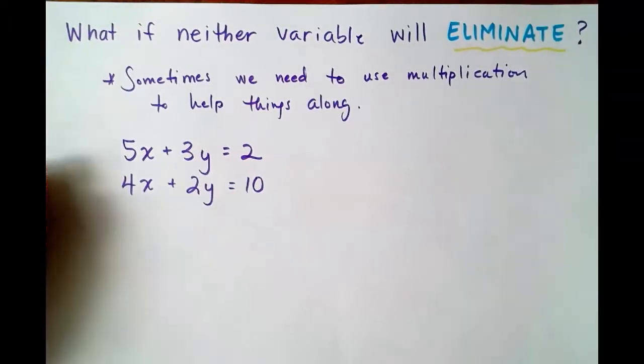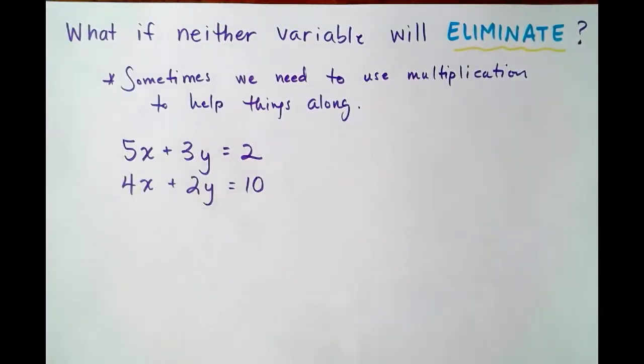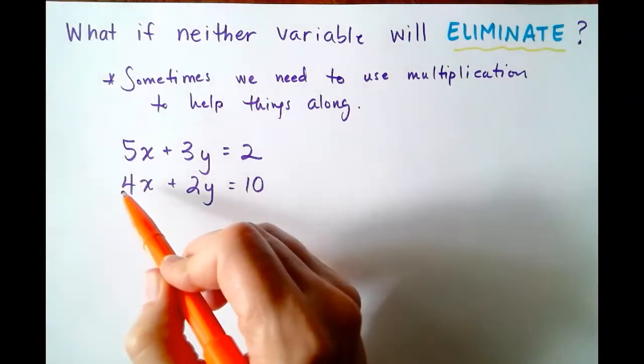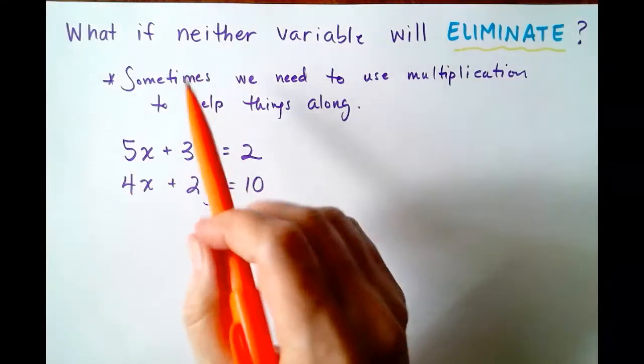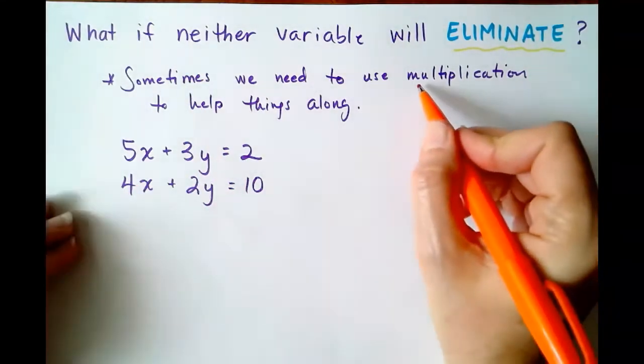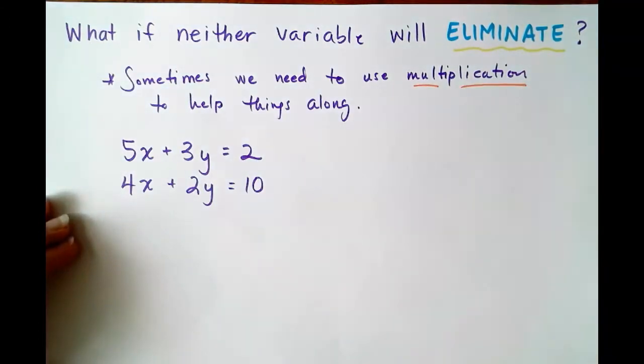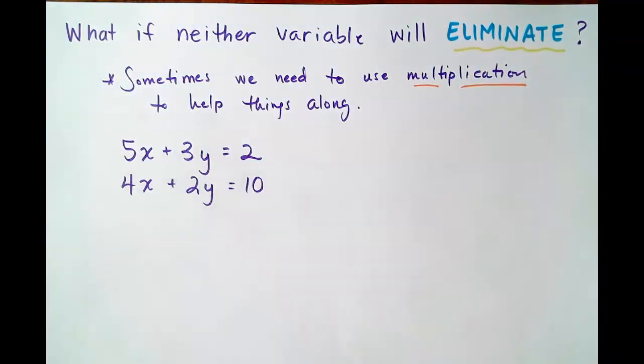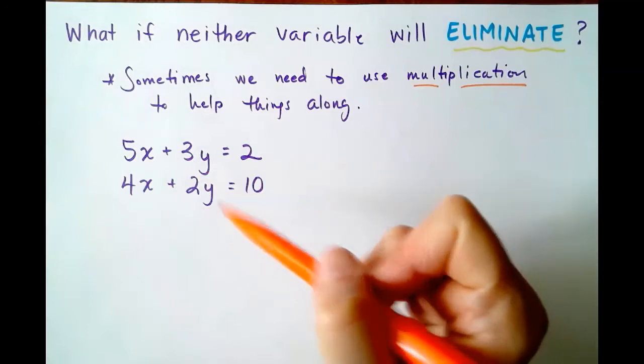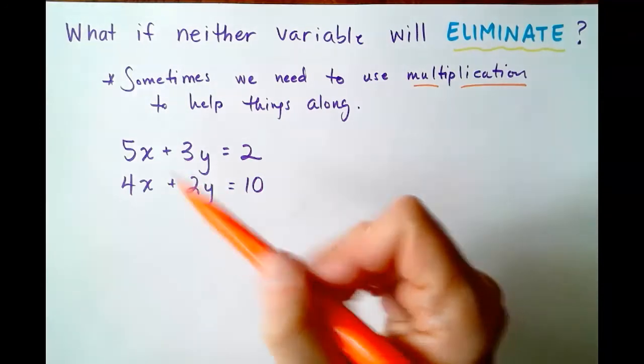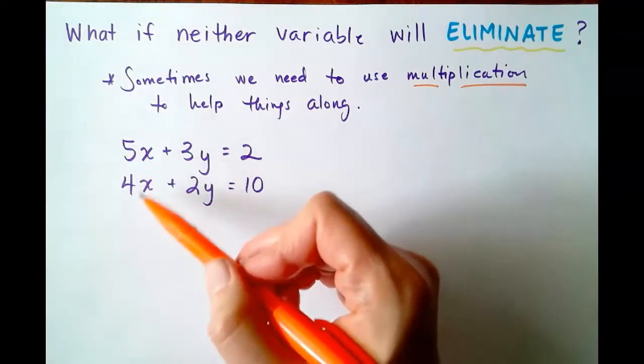So what if neither variable will eliminate? Well, we've got a 5 and a 4, a 3 and a 2. So sometimes we need to use multiplication to help things along. So you can make a choice here. I am going to choose to eliminate the x's.